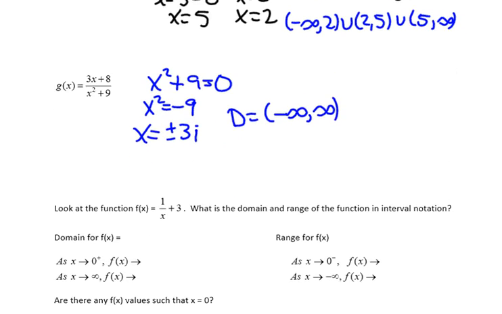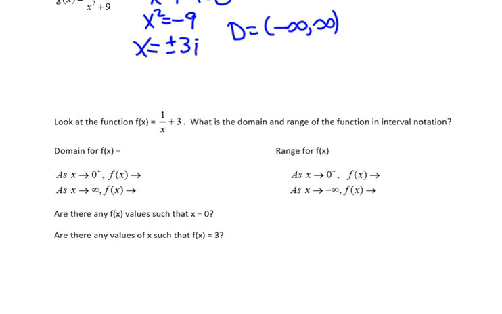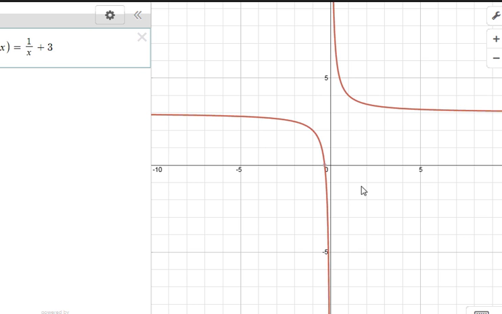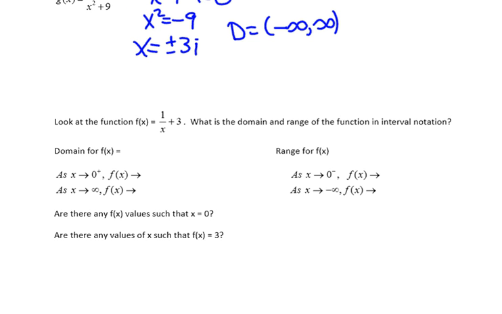Okay, so now I want to take a look at the function 1 divided by x plus 3. I want to start off with determining what the domain and the range of this function is in interval notation. So I have done this graph on Desmos. Okay? Now, with the domain here, I can tell somewhat quickly that x cannot equal 0, but it looks like every other domain value is included for this. So the domain is going to be negative infinity to 0 or 0 to infinity.